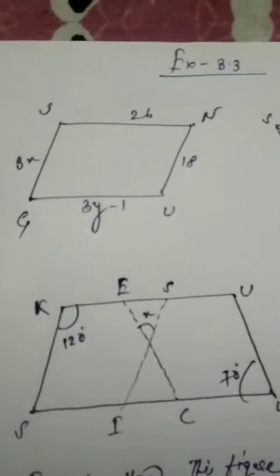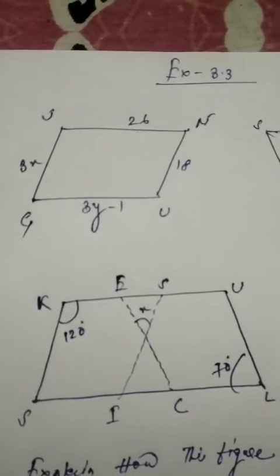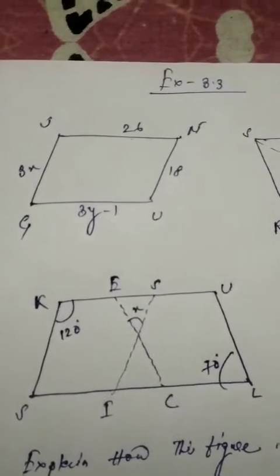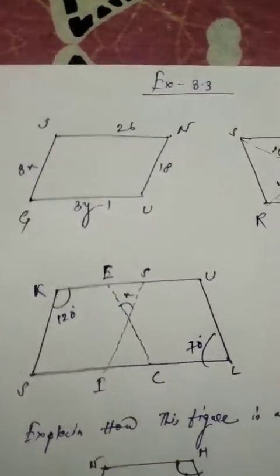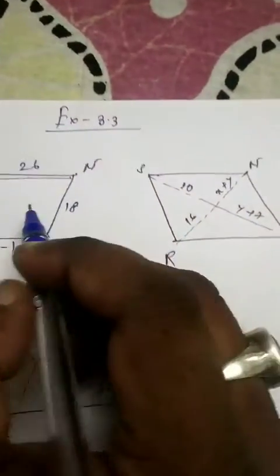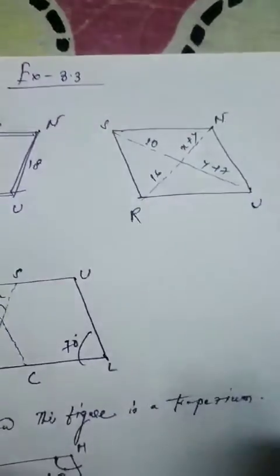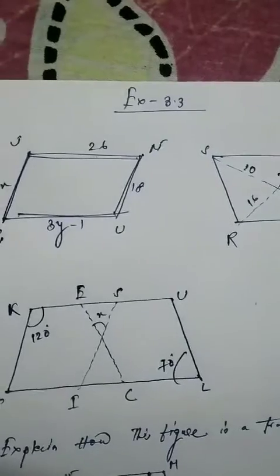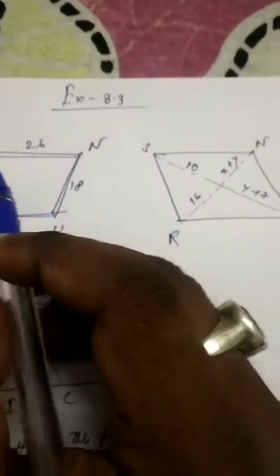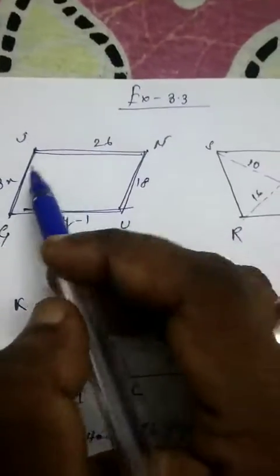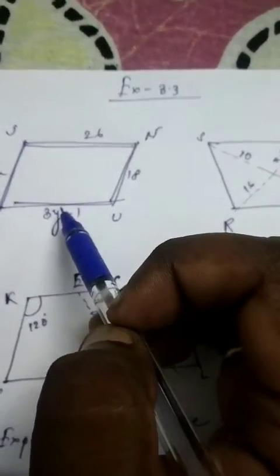So children, here we can see a figure that is a parallelogram in which the measures of sides are given in this way: this side is 26, the measure of this side is 3y minus 1, this side is measuring 3x, this side is measuring 18. Children, we have to find the measure of these unknown sides. We know that the primary concept of a parallelogram is that opposite sides of a parallelogram are always equal.